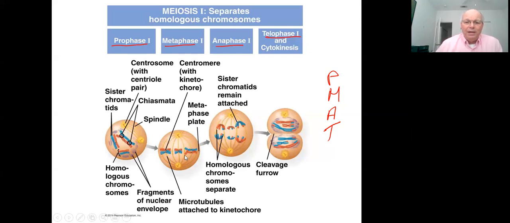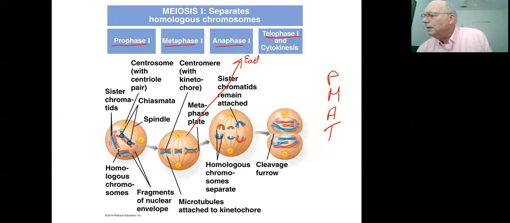So what's important to recognize here, and I'm going to bring on, where am I going to put that? I think I'll put that up here. Each pair of chromosomes lines up randomly, so it could be one way or the other.